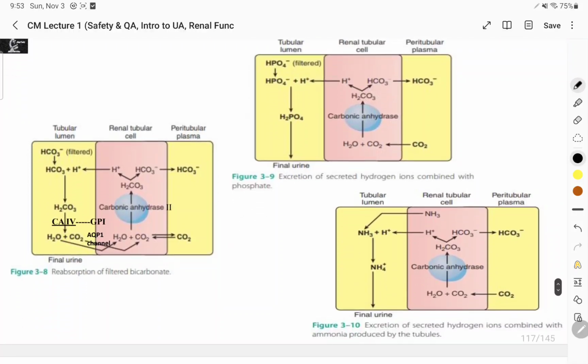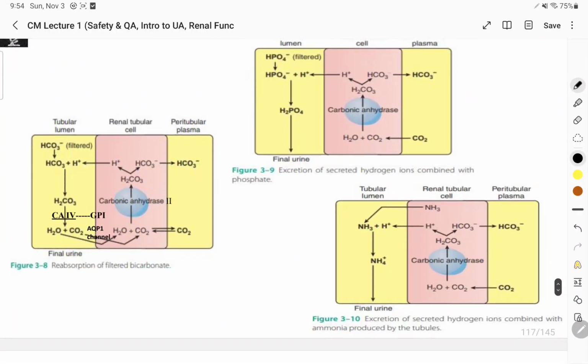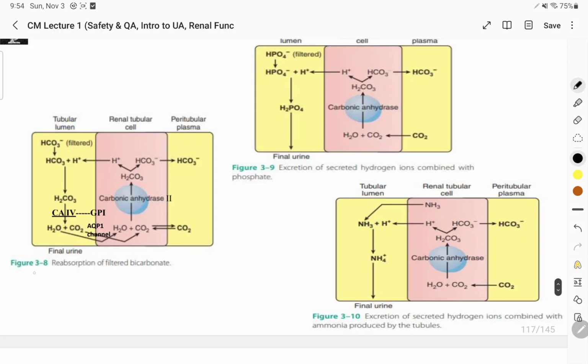Okay, so for example, your RTEs, your renal tubular epithelial cells, secrete hydrogen in order to prevent the filtered bicarbonate from being excreted in the urine. And para ma-return ang bicarbonate sa plasma, because again, your bicarbonate is the major buffer of your body. Okay, so sample kanina, reabsorption of bicarbonate.